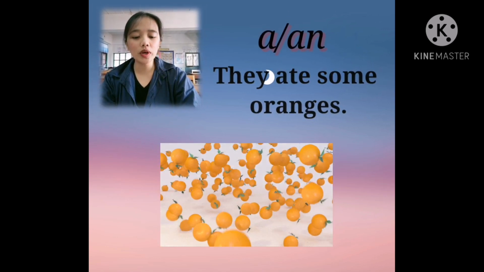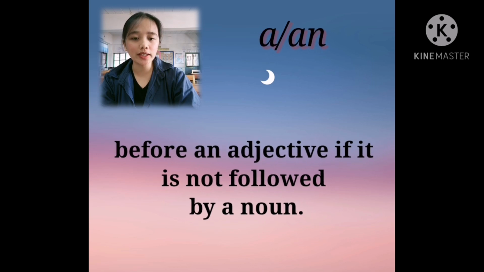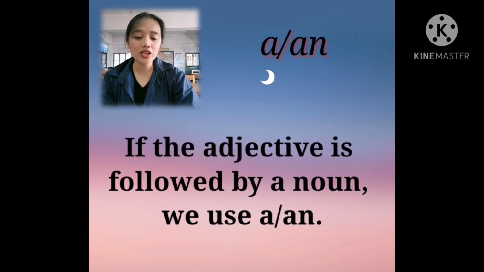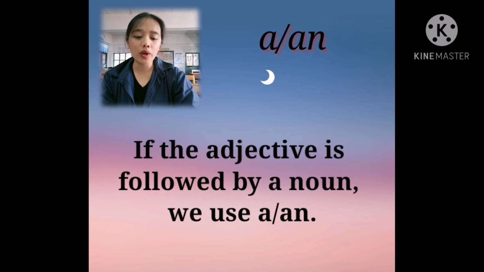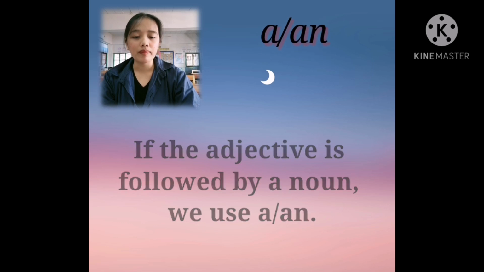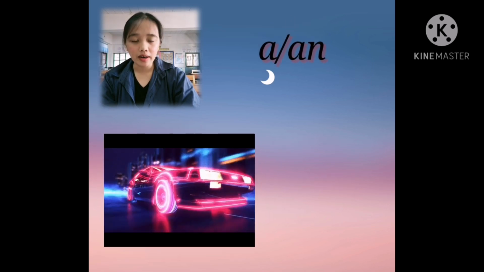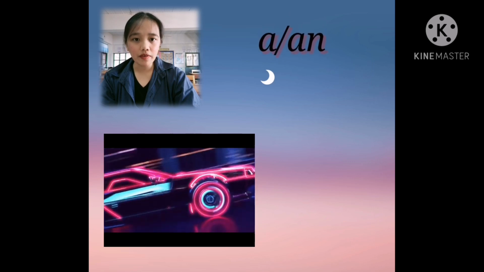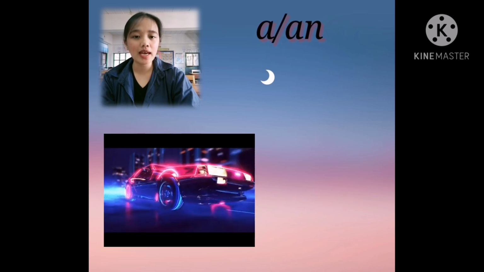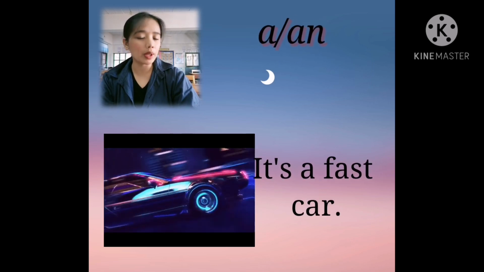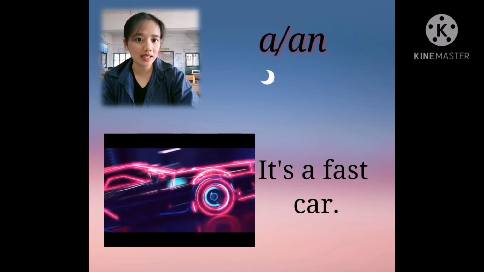Okay, for the next one, we have this one. We don't use a and an before an adjective if it's not followed by a noun. But if the adjective is followed by a noun, we can use a and an. Like for example here, fast car. Fast is an adjective and car is a noun, so we can say it's a fast car. But we cannot say it's a fast.